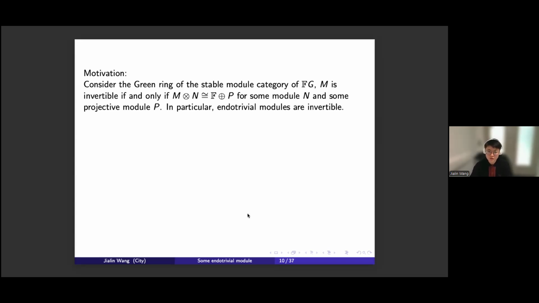And when I say the Green ring of the stable module category, it means that we quotient out those projective modules, because the projective modules form an ideal in the Green ring. And we want to consider those invertible elements in this Green ring. M is invertible if and only if there exists some module N such that M tensor N is isomorphic to F plus some projective modules.